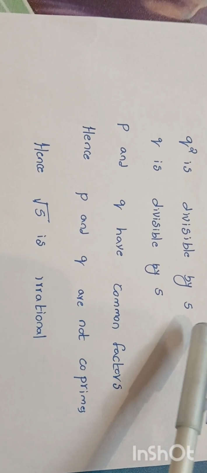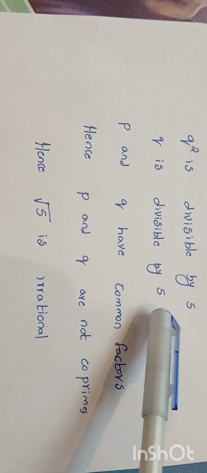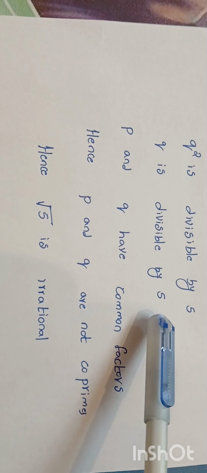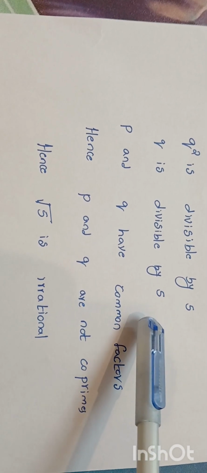Q square is divisible by 5. Q is divisible by 5. I already told the example for this. Q is divisible by 5. P is also divisible by 5. Both P and Q have common factors 5.